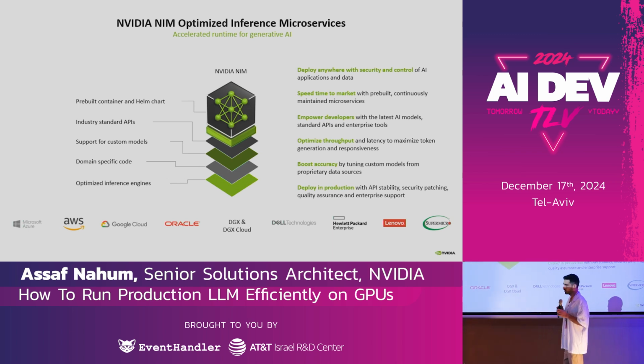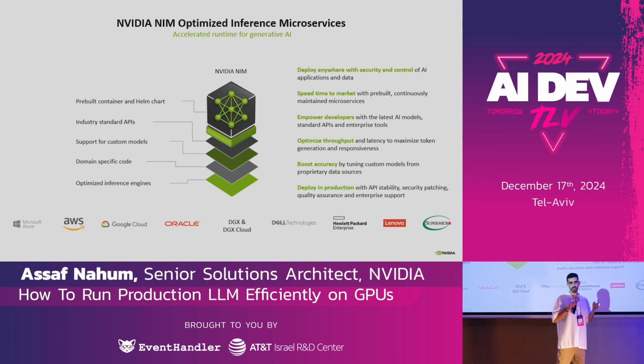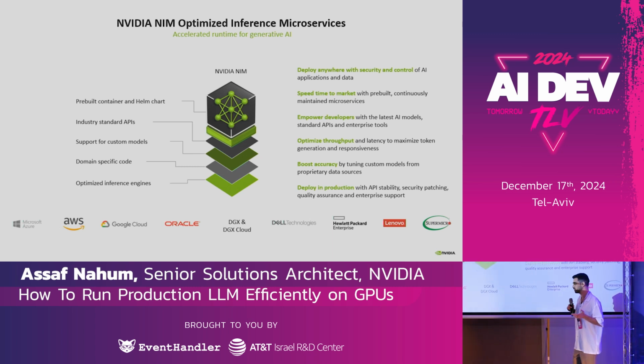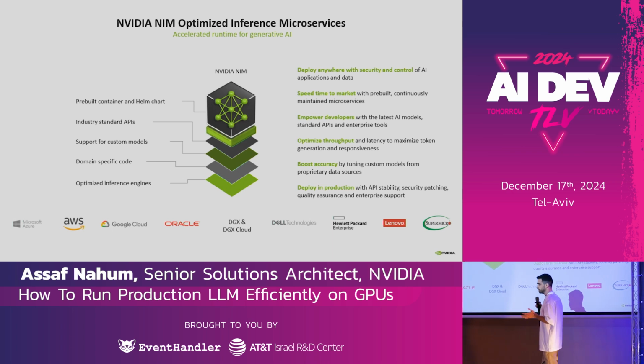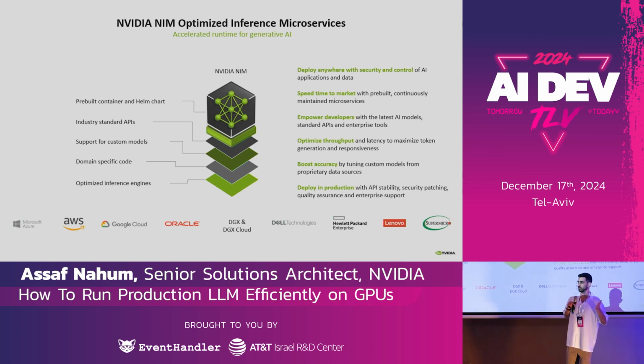So NVIDIA NIM. NIM stands for NVIDIA Inference Microservices. And these are models optimized by NVIDIA and served as containers or Helm charts. So you can download them and deploy them anywhere you want. They provide industry standard APIs like OpenAI and LangChain. So if you're already using something like this, you can basically take and replace it with NIM. They support custom models. There are some that are generic, some that are custom, depending on the model that we are using. And they optimize everything.